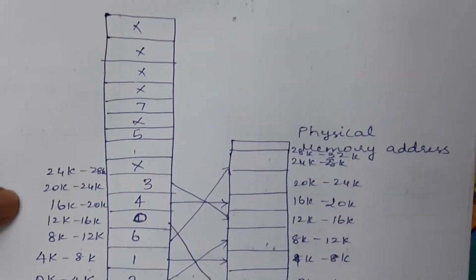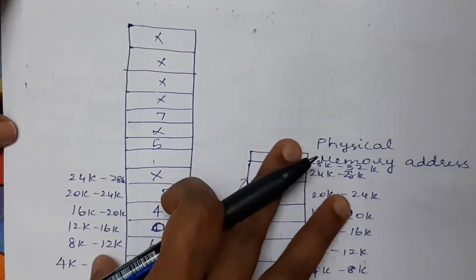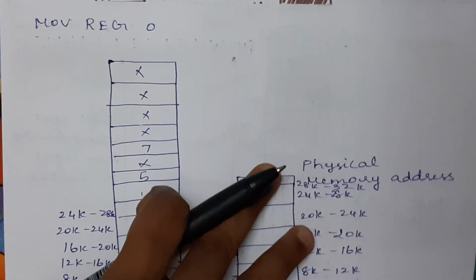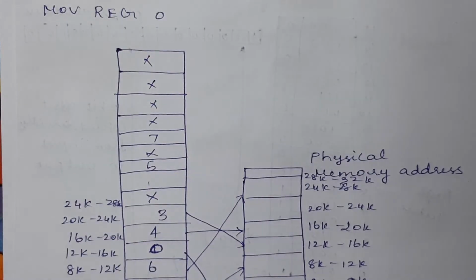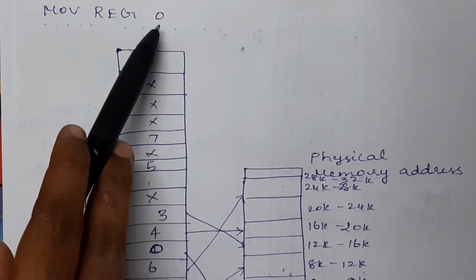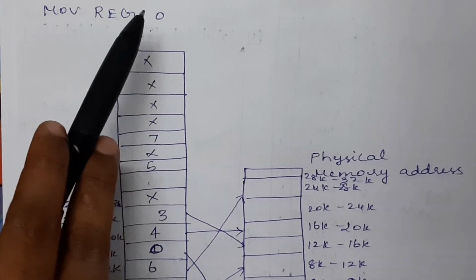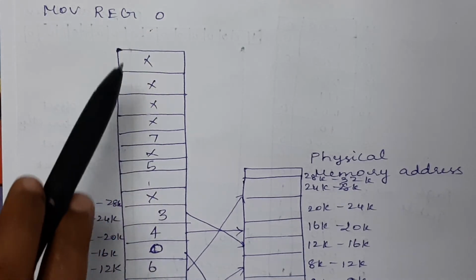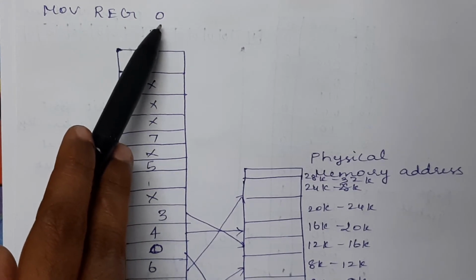So how has the mapping been done? Suppose you want to execute this instruction, that is, move register 0. So this is the instruction to be executed now. This is the address that is given, which is nothing but the virtual address. It is not the physical address. It is not the address where we can get it in main memory, isn't it? So we get only the virtual address from the user.